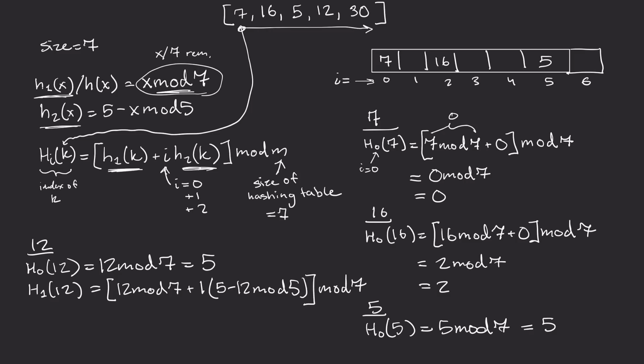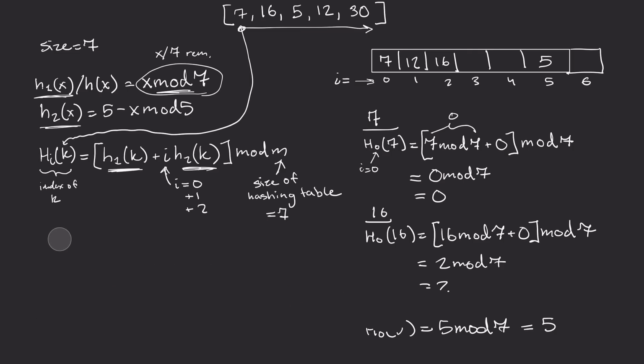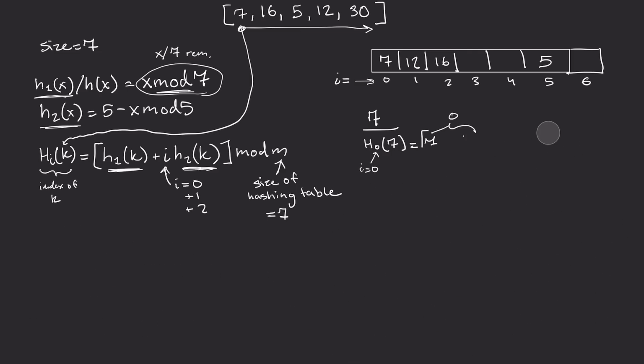Just mod 7. And this is going to be equal to 5 plus 5 minus 2 mod 7. So that's just going to be equal to 6 mod 7, which is going to be equal to 1. And there's no number in 1, so we're going to put 12 there. And now let's just continue. I'm going to erase all this, and we're just going to calculate the index of the last number, 30.